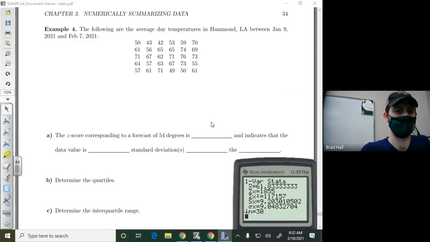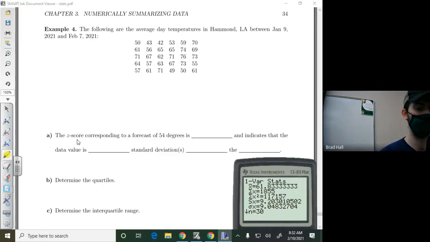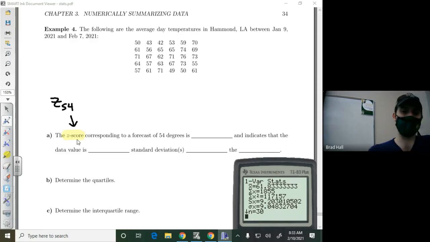We're going to leave that off to the side for now, because they gave us some data values and they want the z-score. They want the z-score corresponding to 54 degrees. Now we had a formula for the z-score, the z-score for 54 degrees.